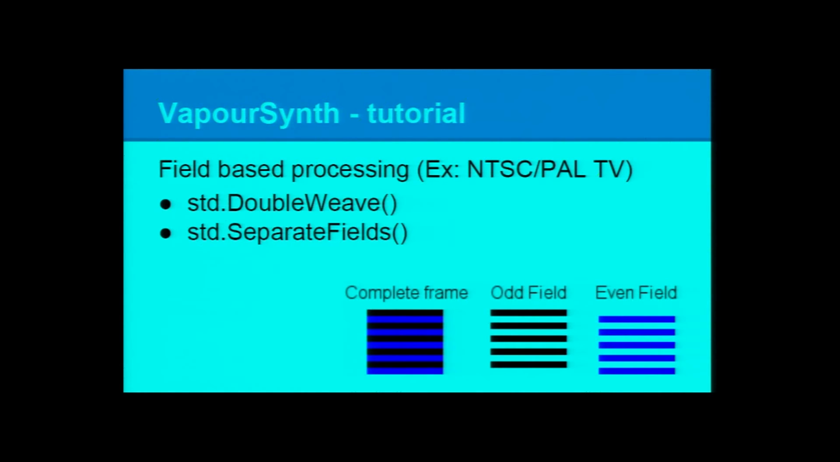So this time I will talk about field-based processing, like TV. If you watch TV, you will notice that the TV is based on field-based video. That is, it will show the odd field first, and then the even field second, then the odd field, and so on. So we will interlace 2 complete frames.